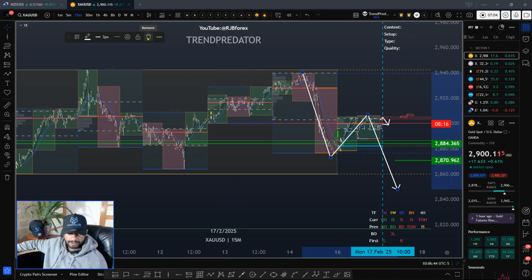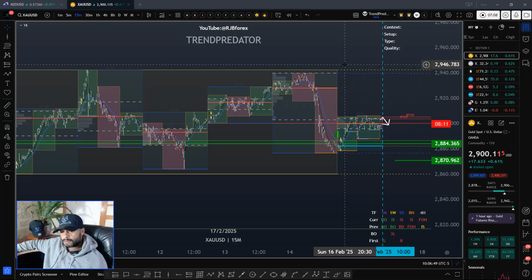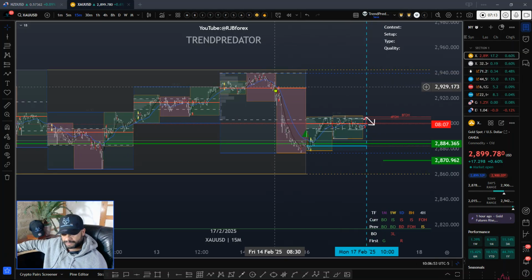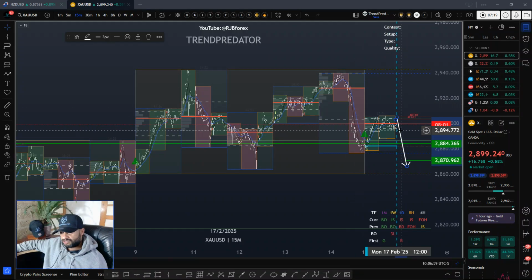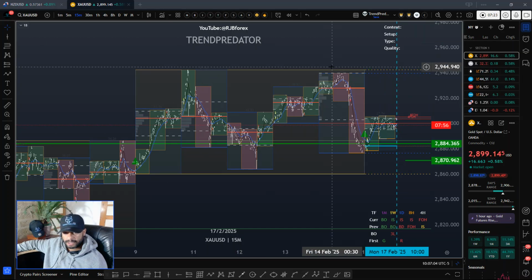That's something I picked up from, what was the name of the guy? Transparent FX, I think it was Transparent FX. Impulse, correction, continuation. It's just terminology, but it's neither here nor there.